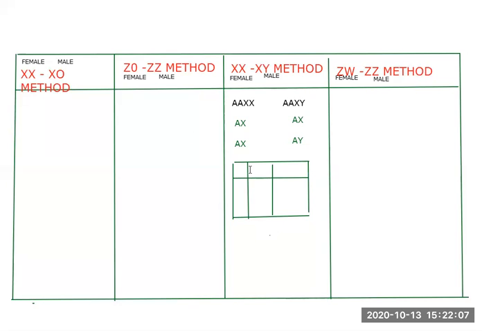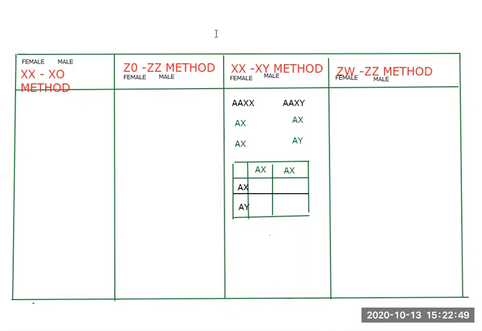Let's write here. This is AAXX we are writing, and AAXY. What are we doing exactly? We are doing fertilization. We need one more line. Fertilization means AX, AY. This is ovum, AX, AX ovum, and AX, AY sperms. So we should write like this.